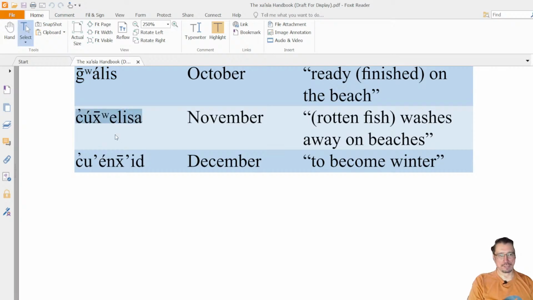Then we have Tzuhualisa. This is November. The meaning of this is rotten fish washes away on the beach. So Tzuhua means to wash or to bathe. Tzuhualisa means to wash away the fish that have been left behind after they spawned.